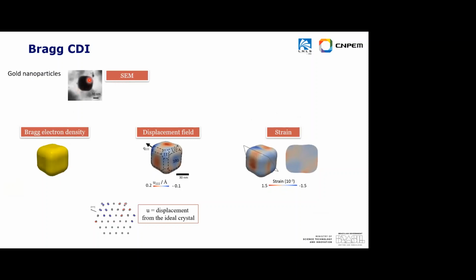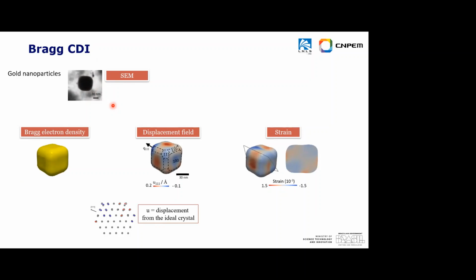We produced these shape-controlled gold particles using a colloidal synthesis. They're really nice cubes of around 60 nanometers. Here you can observe the microscopy image.